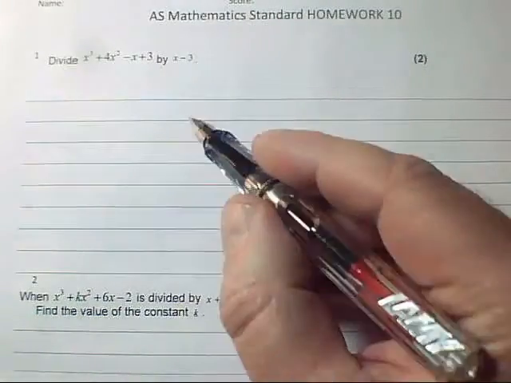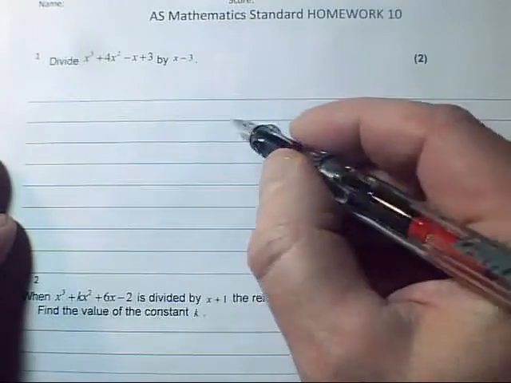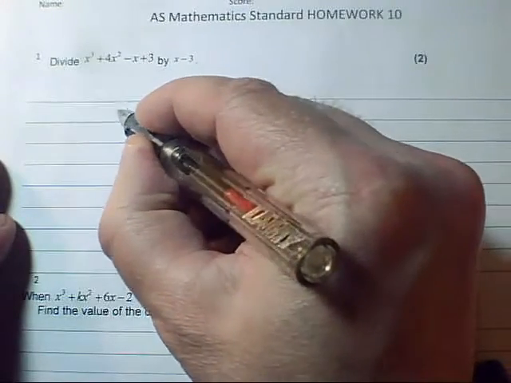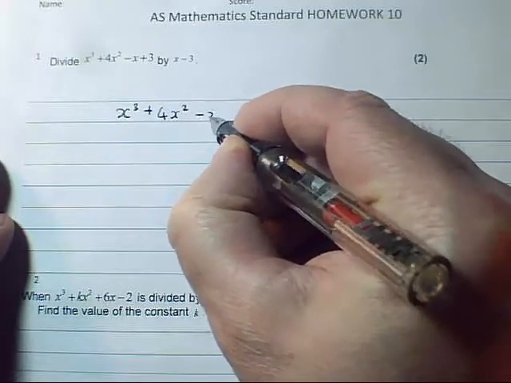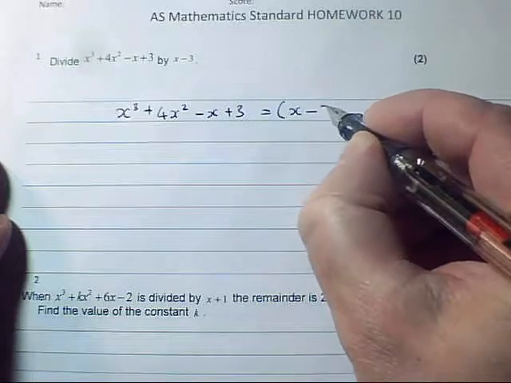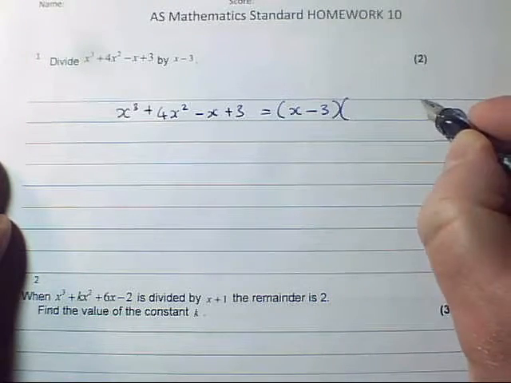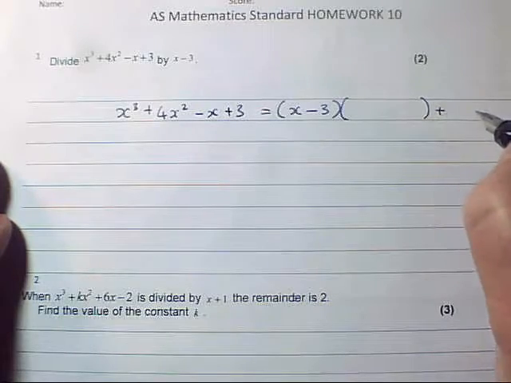Okay, in this first question we've got to divide this cubic by a linear factor. So that means we need a grid method. What we're trying to achieve is that the cubic, here it is, has got to be expressed as the linear factor times something, which we're going to call the quotient, plus or minus something at the end, and that's going to be the remainder.